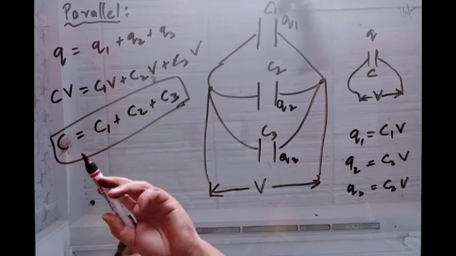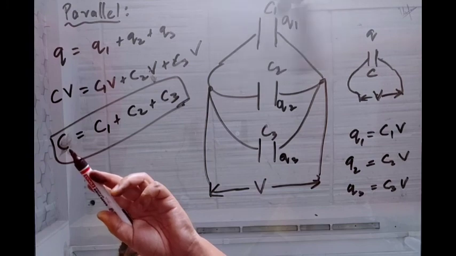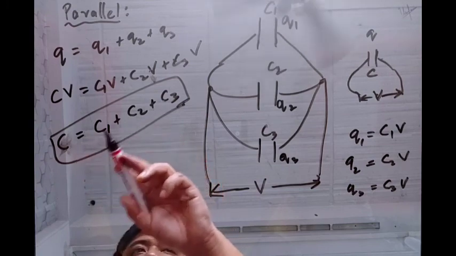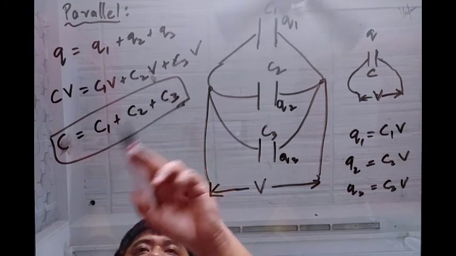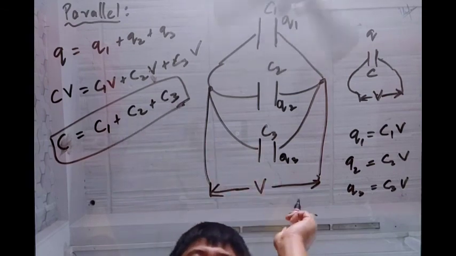This is the expression for the resultant capacitance for the parallel combination of three capacitors, C1, C2, and C3.